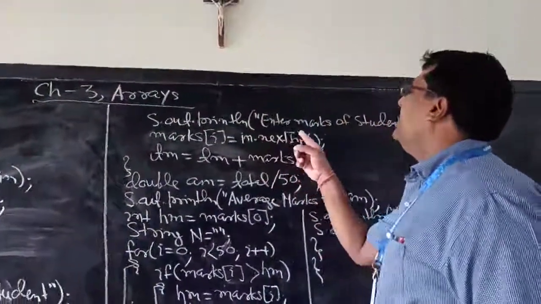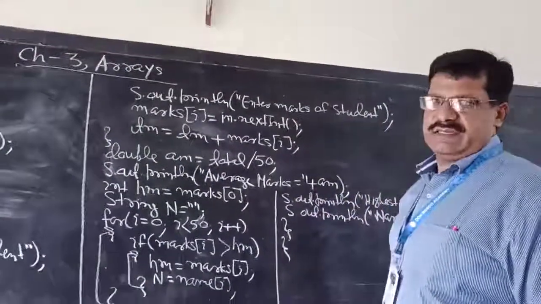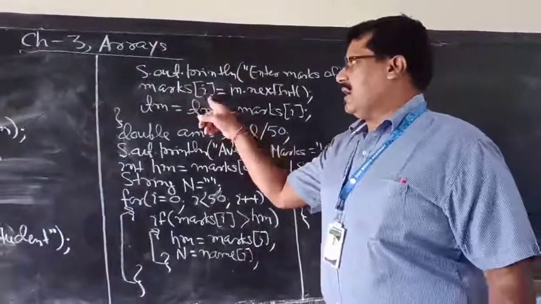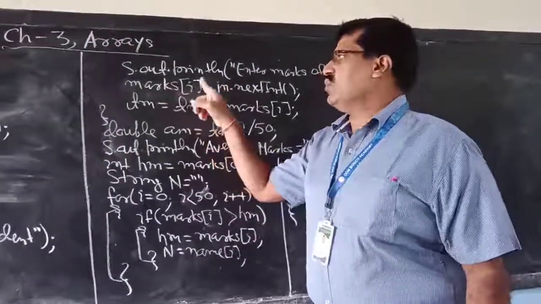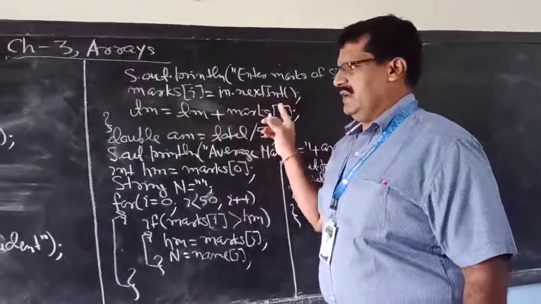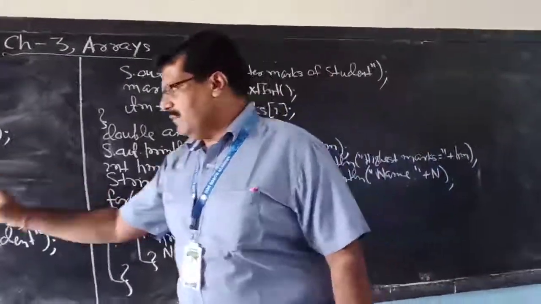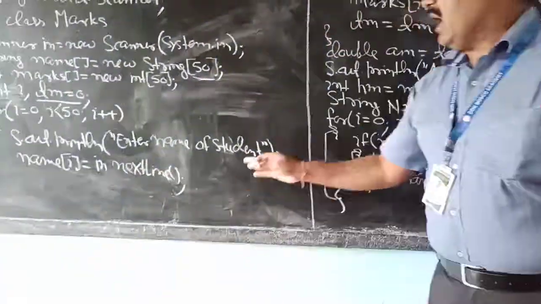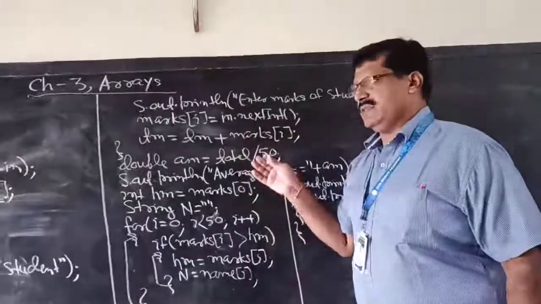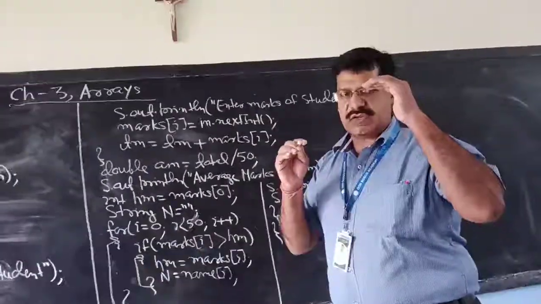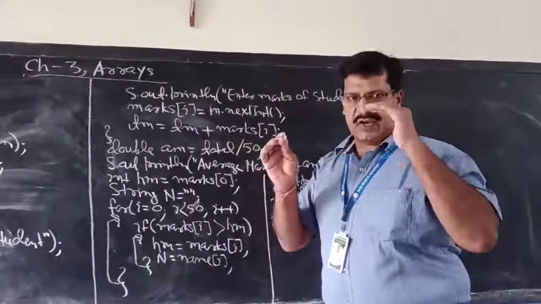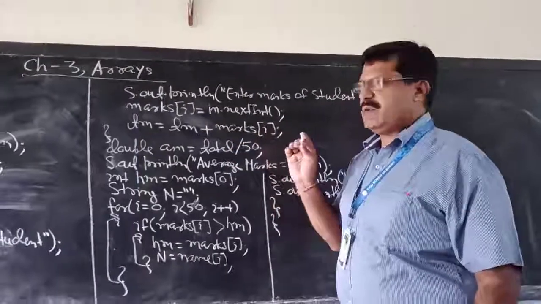System.out.println, enter marks of the student. The marks[i], the i value is 0, so marks[0] = in.nextInt(). So have you noticed, at the name[0] place the name is input and at the marks[0] place the marks are input, meaning first student's name, his marks, second student's name, his marks. Like this you have to input.